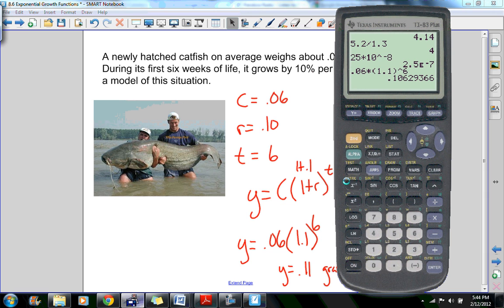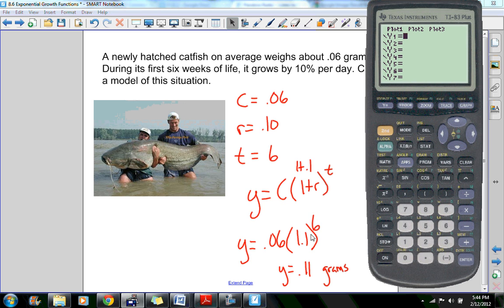Now, if we were asked to graph the situation, it says create a model, that could mean graph. We take the t value right there, and we remove it and leave it as a regular t. So we would do just like we had done with linear equations. We take out a number, and we leave it, and now we're going to write x instead of t because we're graphing. And so I go zoom standard.